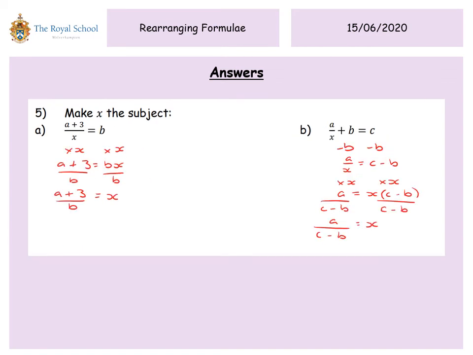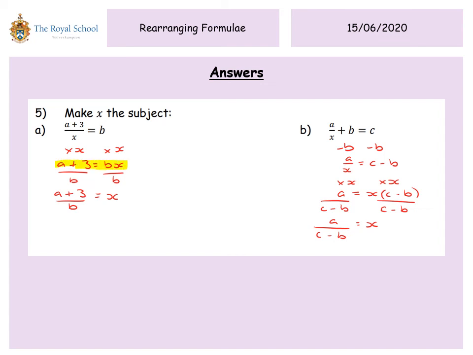And number 5 then, we've got our final steps here. These are the most difficult ones because our x is actually, to begin with, it looks sort of trapped underneath a fraction. So we need to try and reveal it and get it on its own. So here in question 5, a minus 3 all over x equals b. The first thing we need to do is release this x from being on the bottom. So we're going to times both sides by x. And that gives us a plus 3 equals bx.